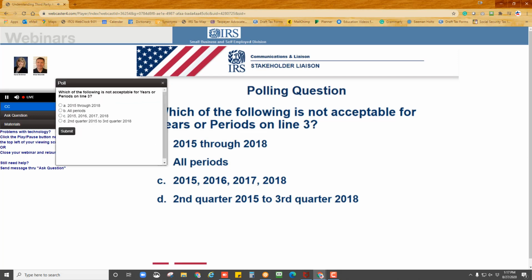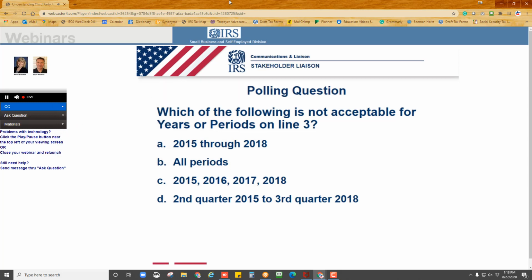The first one is, which of the following is not acceptable for years or periods on line 3? A is 2015 through 2018, or B, all periods, or C, 2015, 2016, 2017, 2018, or D, second quarter 2015 to third quarter 2018. So, take a minute, click the radio button that best answers the question. And I'll give you a few more seconds before you make your selection.